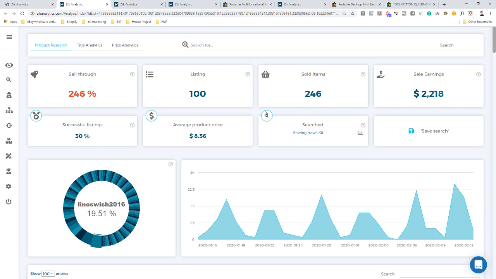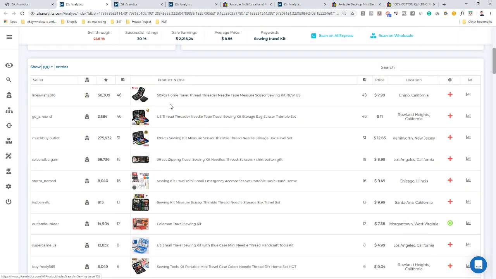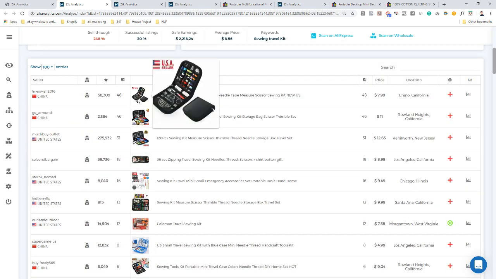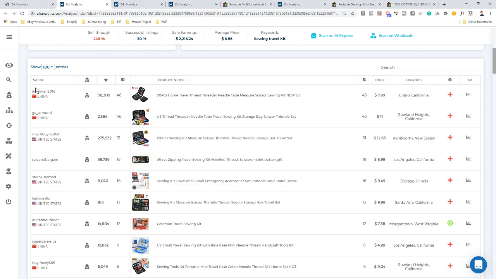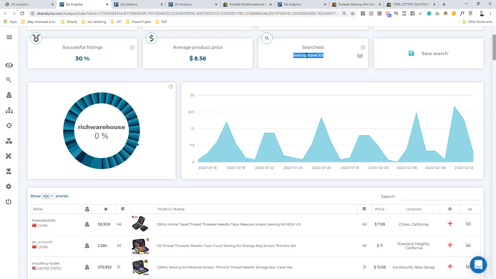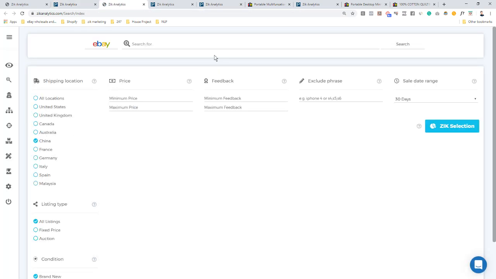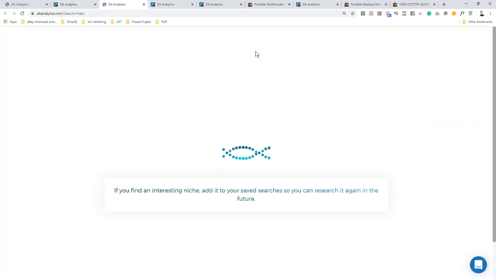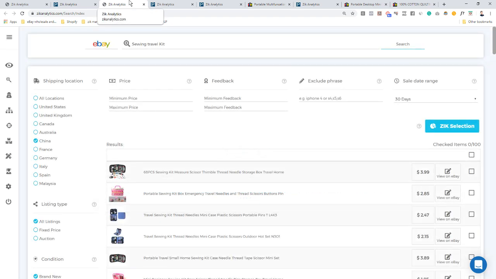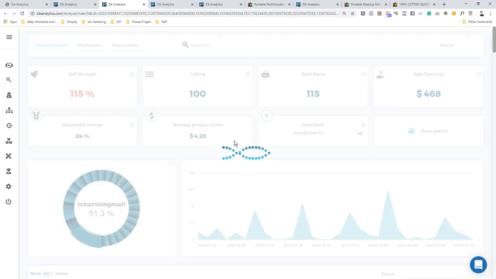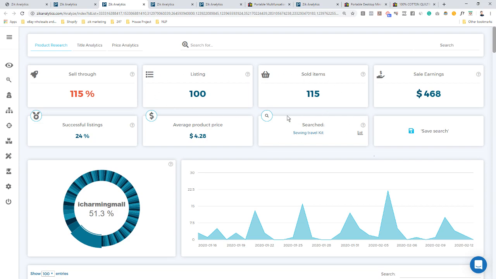All right. Also not too many sales. So we have sewing travel kit, different products here in the US. Let's try the same thing on China. And this is what you do. You go to the category research and you look for selling opportunities. Let's see what is going on in China with the sewing travel kit. Maybe there are more sales in China. Who knows? No. Also, not too many sales here.